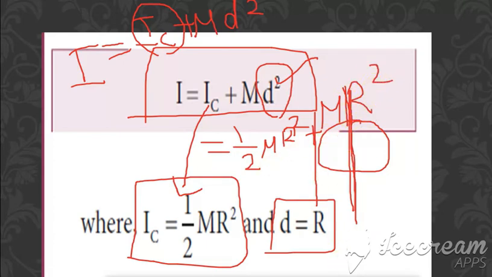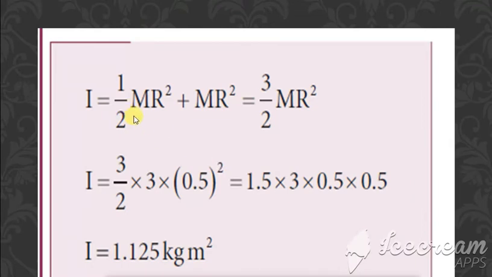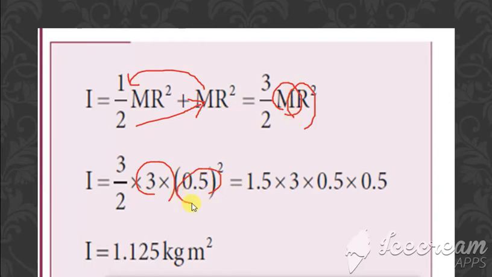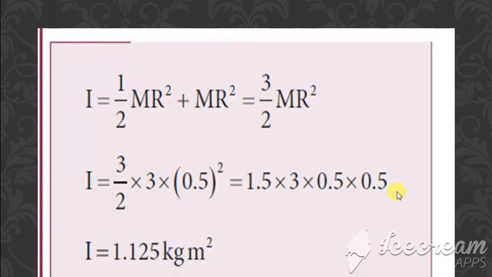Now we add these, so we get 3 by 2 m r square, because we are taking the LCM here. If you take the LCM, 2 goes here, so 2 plus 1 is 3 by 2 m r square. Now we know the value of m which is 3 and r which is 0.5. When you substitute and find the value, we get 1.125. This is for the second one.